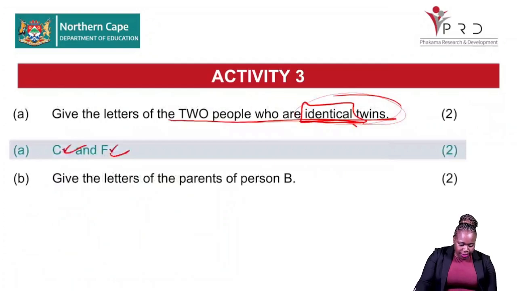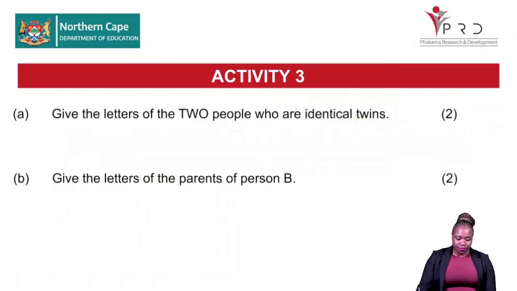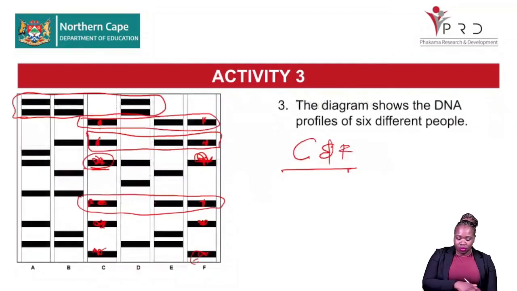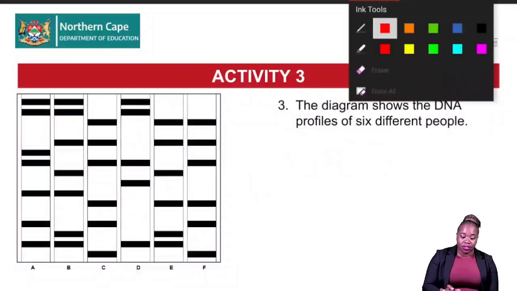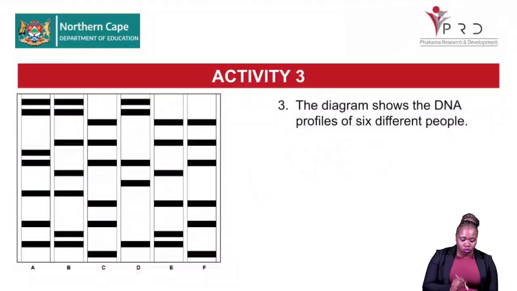And then the second question says, give the letters of the parents of person B. Right, so it means that you are going to go back to the profile again and have a look at person B, right? It means that we must erase this. Use a pencil, not a pen, because then all of what you have done would disturb what you're trying to do. So use a pencil so that you can erase and now focus on individual B. Individual B must have two individuals who match them.